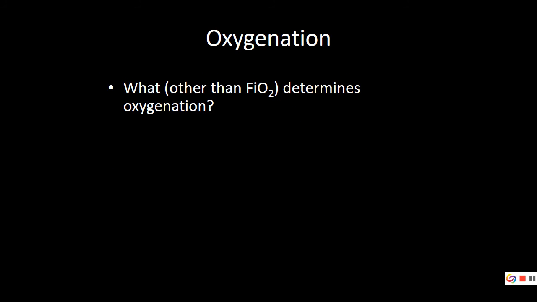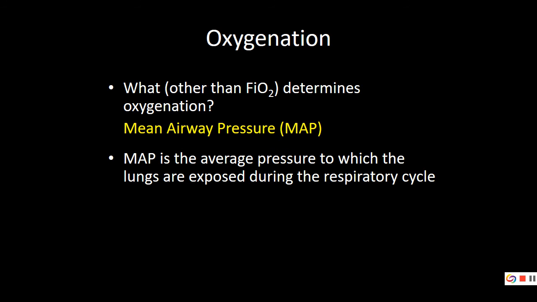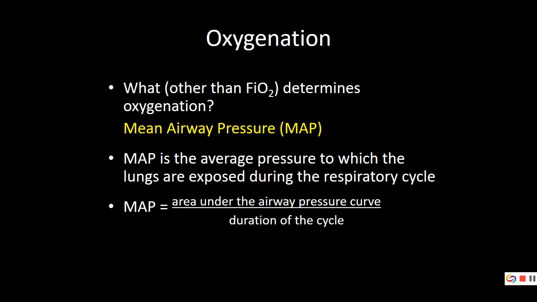So what other than FiO2 determines oxygenation? Mean airway pressure. Mean airway pressure is the average pressure to which the lungs are exposed during the respiratory cycle. Another way to think of that is that mean airway pressure is the area under the pressure curve divided by the duration of the cycle.